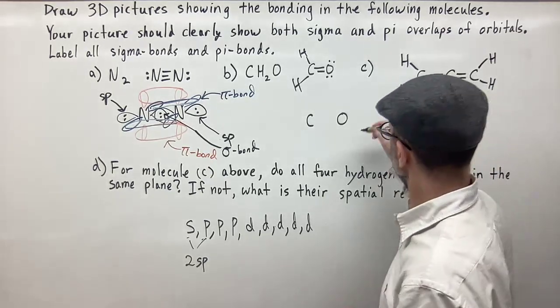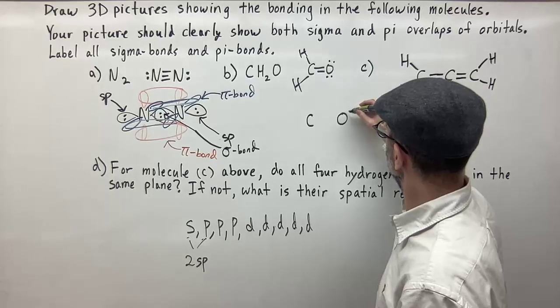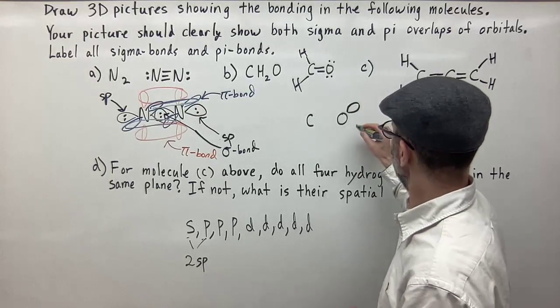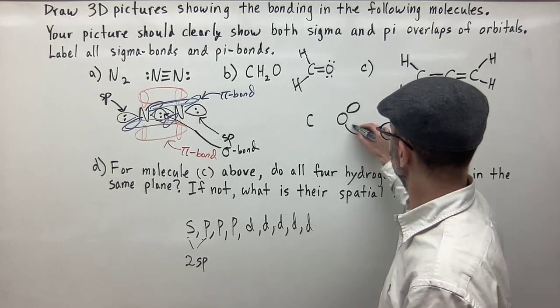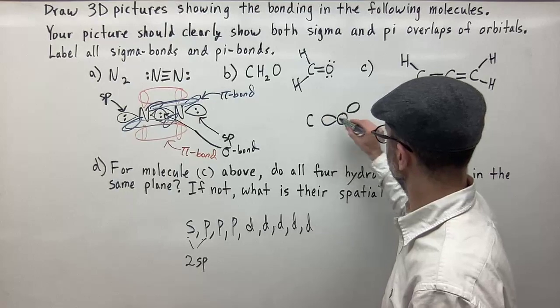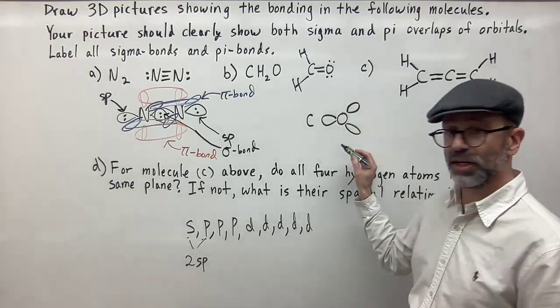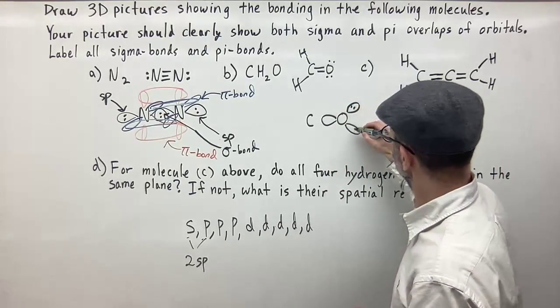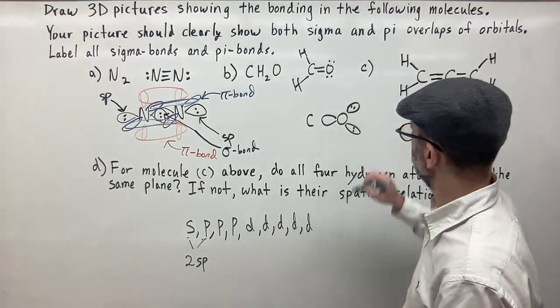So if I draw that, it's going to look like this. So I'm going to have that there. That's going to go that way. And then I have this one going this way. So this is going to be trigonal planar. These are going to be in the same plane. So these are my lone pairs.